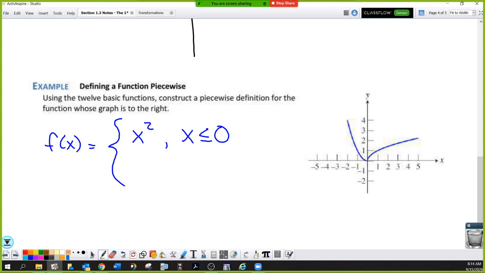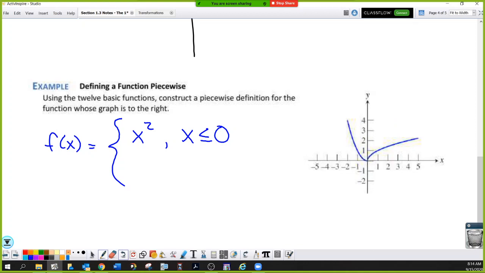And what does it look like to the right? You're thinking of the logarithmic. X squared if x is greater than 0? Well, if it was x squared, it would be the other side of the parabola, like that.